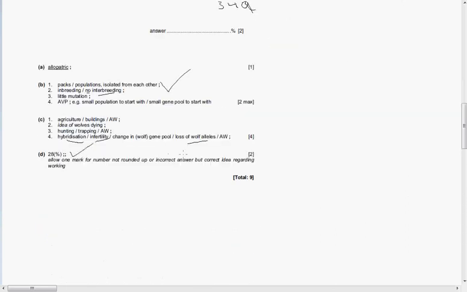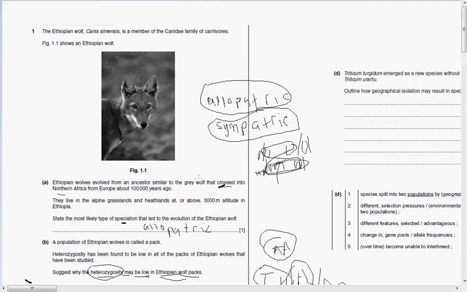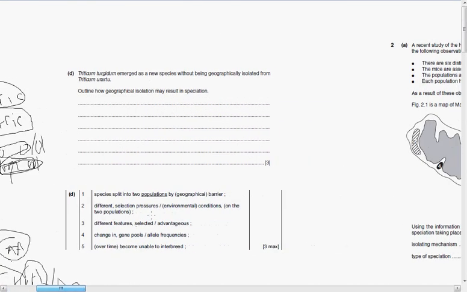which is, according to the marking scheme, 28%. So the next thing I'll be explaining in the next question over here in the next video.